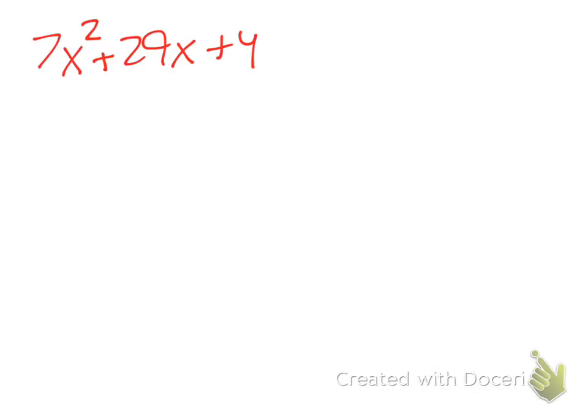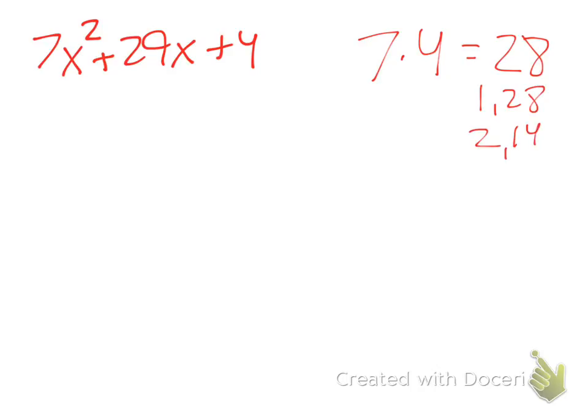So here we go. I need to factor this, possibly to solve it or just to factor it. What I'm going to do first is a times c. A was 7, c is 4. 7 times 4 is 28. Now I just have to find the factor pairs of 28. 1, 28. 2, 14. 3? No, 3 doesn't work. 4 and 7. Anything else? Any other factor pairs?